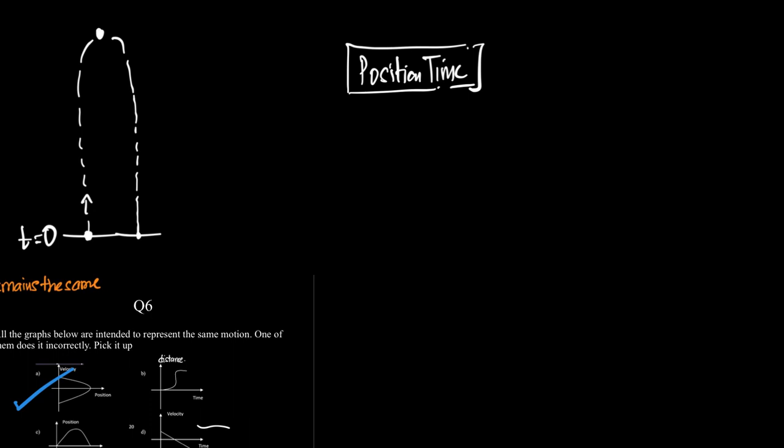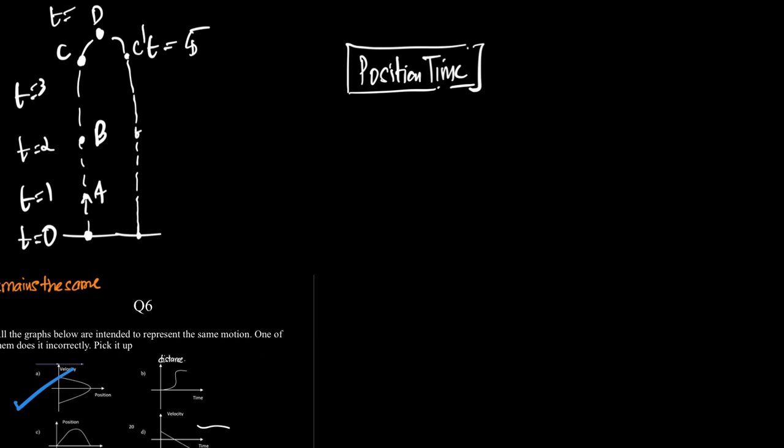At t is equal to 1, the object is here at A. At t is equal to 2, the object is here at B. At t is equal to 3, the object is here at C. Then at D. At t is equal to 4, it is at D. At t is equal to 5, it is at C dash. At t is equal to 6, it is at B dash. At t is equal to 7, it is at A dash. All right. And at t is equal to 8 again, it comes to the origin, ground again.